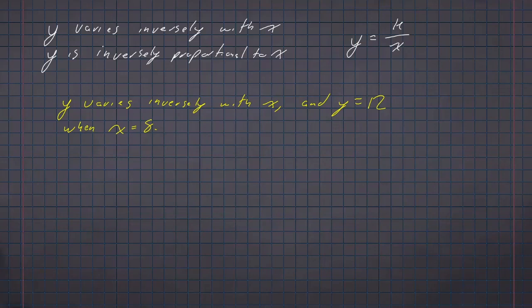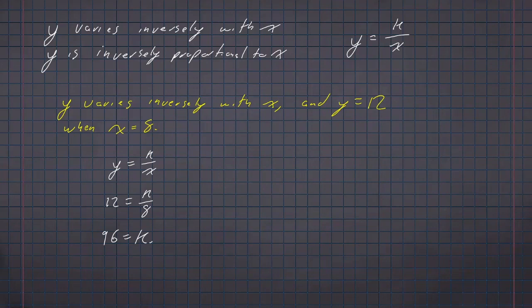Y varies inversely with x, and y is 12 when x is 8. Because we're dealing with inverse variation, that means we're looking at the equation y equals k over x. We have a couple of numbers in question. 12 equals k over 8. Multiplying both sides of the equation by 8, we get that 96 is the value of k.